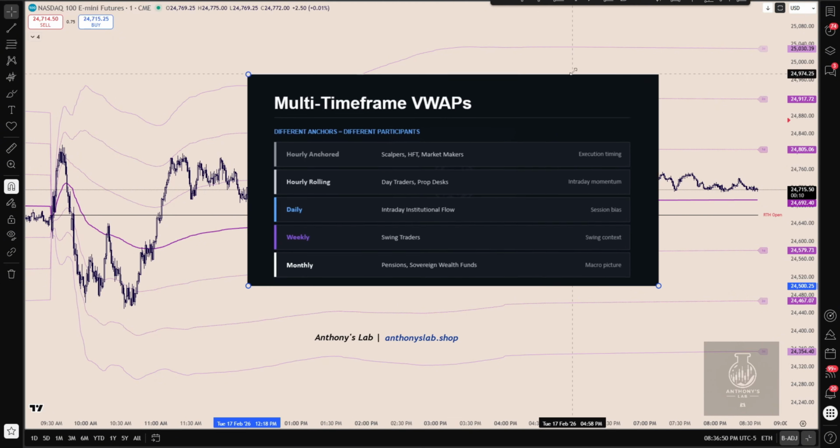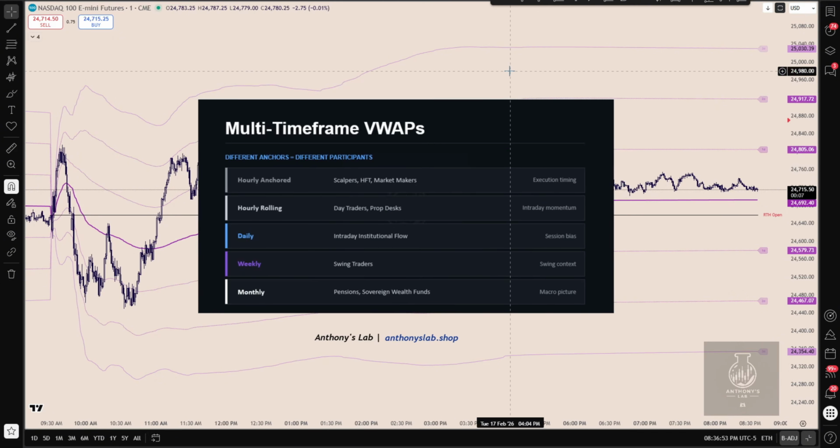Here is a quick guide to the different anchor types and the different participants. Monthly VWAP represents the largest of traders, being pensions and funds. Weekly represents swing positioning traders. The daily and RTH VWAP show intraday institutional flow. And rolling and anchored VWAPs can show scalpers and market makers.